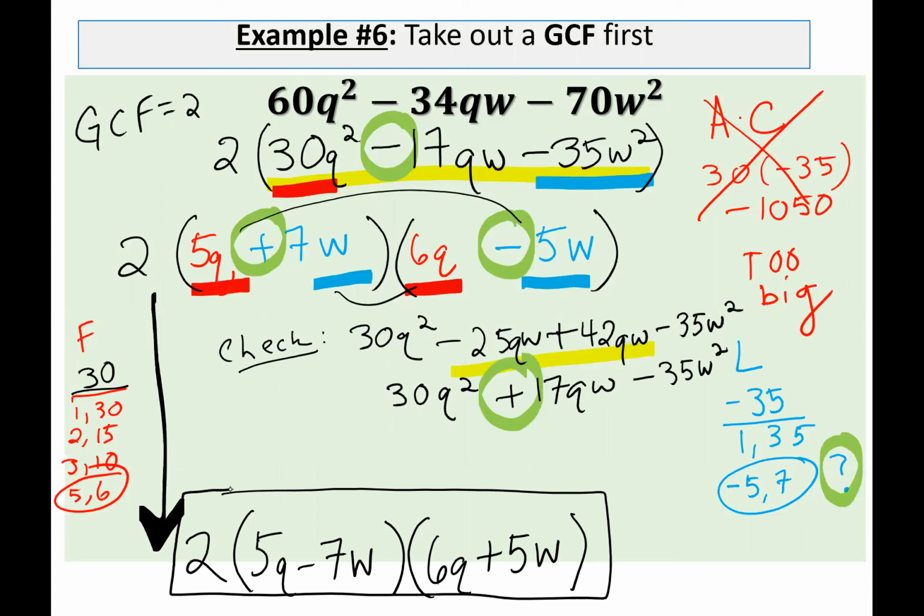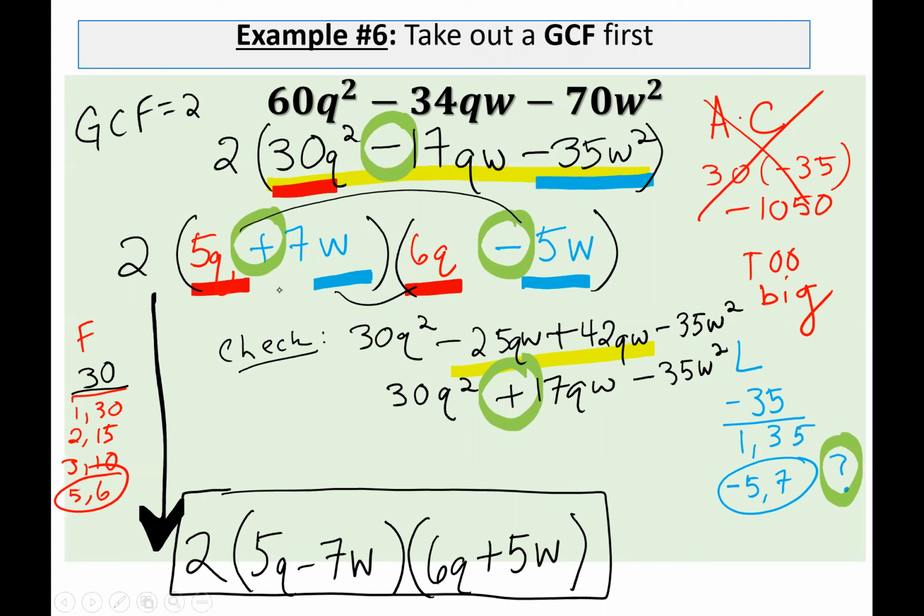So I found that to be more of kind of an intense problem. There are a lot of steps there. 60Q squared minus 34QW minus 70W squared. First, we took out a GCF, which was 2. Then we were left with 30Q squared minus 17QW minus 35W squared. Then we set up our 2 parentheses for our 2 binomials.